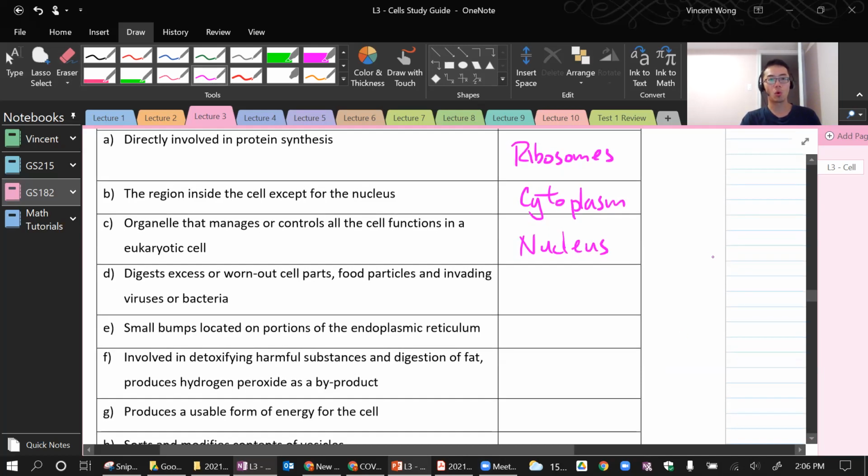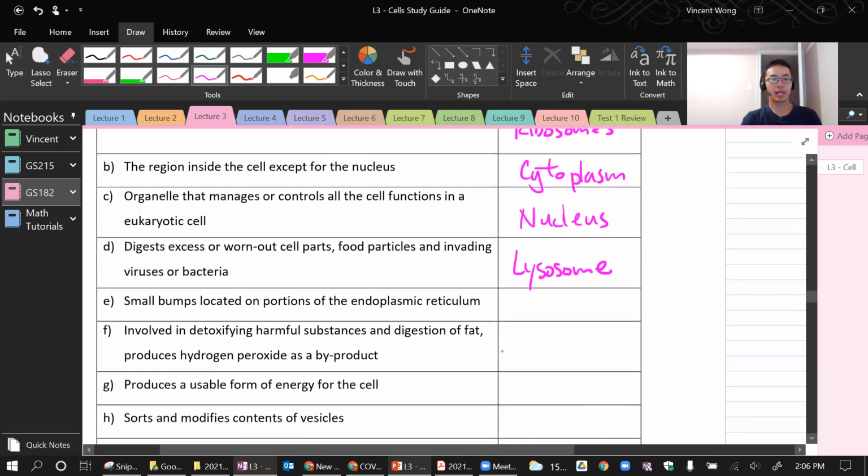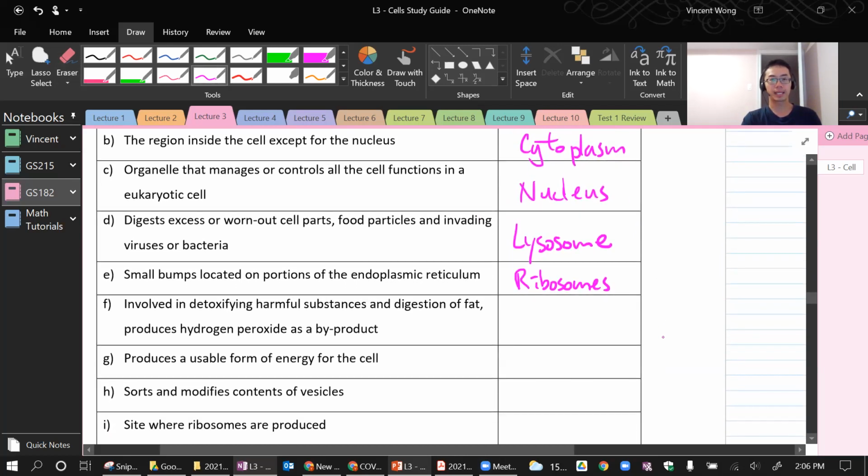Digest excess or worn out cell parts, food particles, and invading viruses or bacteria. That is the lysosome, part of the endomembrane system. Next, small bumps located on portions of endoplasmic reticulum. That is the ribosomes again, making it rough ER.